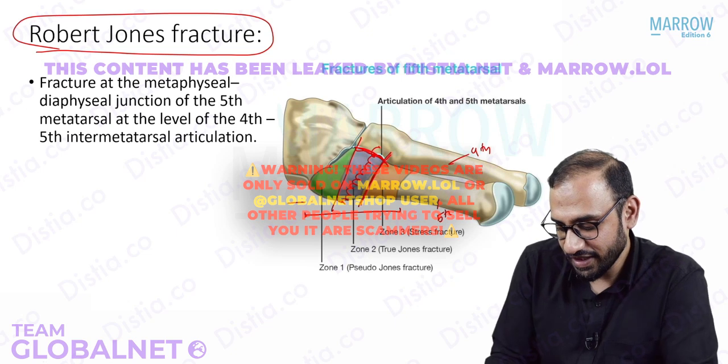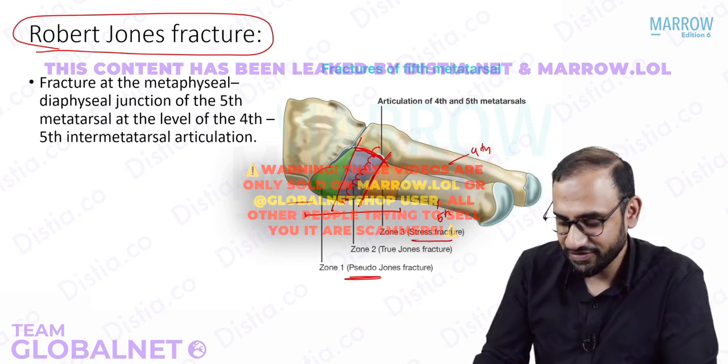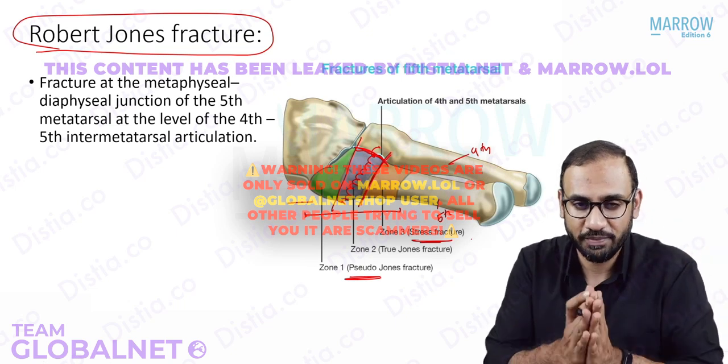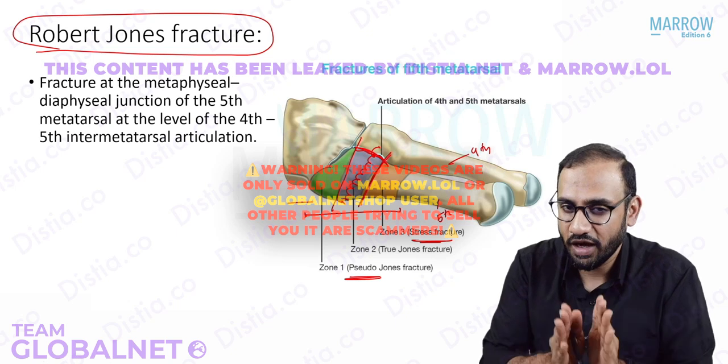Any fracture between this part is known as Jones fracture. Fracture proximal to that is pseudo-Jones fracture. Fracture distal to that is stress fracture. So Jones fracture is fracture of the base of the fifth metatarsal at the fourth, fifth intermetatarsal articulation.